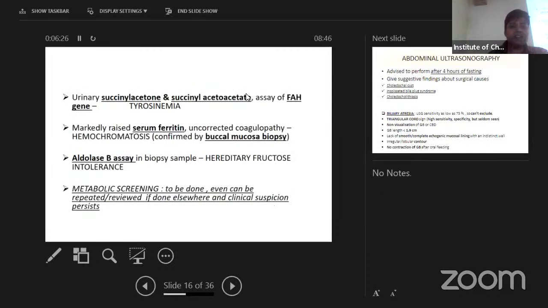Urinary succinylacetone and succinylacetate assay, and fumarylacetoacetate hydrolase gene for tyrosinemia. Markedly raised serum ferritin and uncorrected coagulopathy for hemochromatosis, which is finally confirmed by the buccal mucosal biopsy. Aldolase B assay in the biopsy sample for hereditary fructose intolerance. Metabolic screening is to be done, and can even be repeated and reviewed if done elsewhere and clinical suspicion persists.